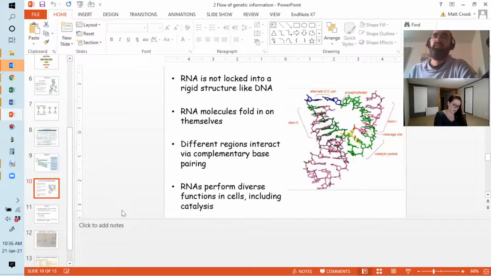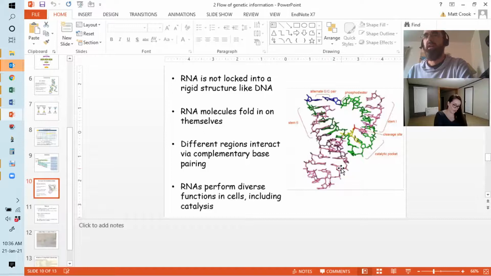And the reason for that is that they share many of the properties of DNA, but they can do a lot more than DNA can do, right? So they can base pair with themselves. They can form really quite complex structures. tRNAs actually are a good example of that.